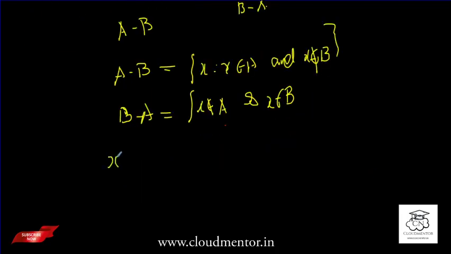Okay, and x element of A minus B. If x is an element of A minus B, then it implies x is an element of A. This is the converse, okay?